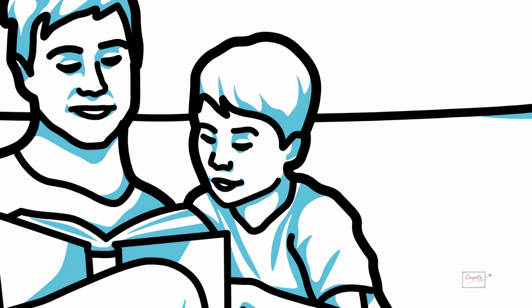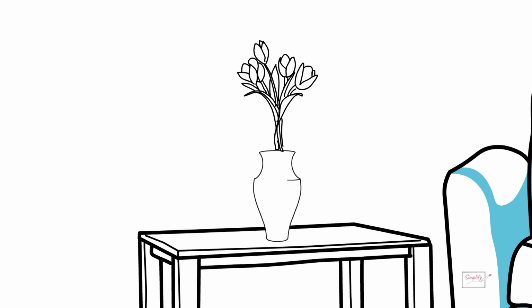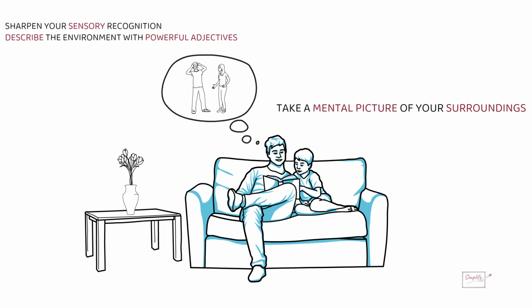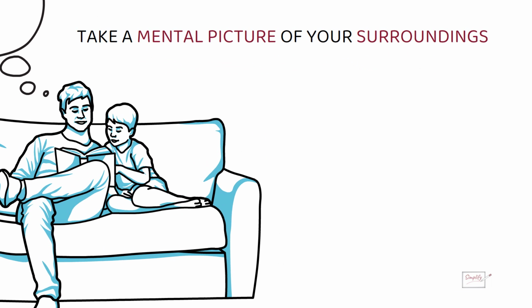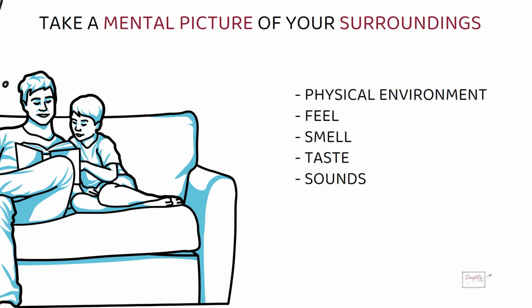What noises do I hear? My child laughing and giggling at the characters in the book. What does it smell like? The flowers beside me smell amazing. That's it. Identify the things around you and don't overcomplicate the descriptions. Activate all the senses you can, the physical environment, the feel, the smell, the taste, and the sounds of where you are right now. You will be surprised of how this puts you in the present mode immediately.